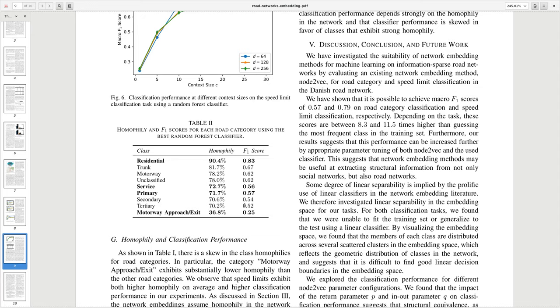We have shown that it is possible to achieve macro F1 scores of 0.57 and 0.79 on the road category classification and speed limit classification respectively. Depending on the task, they score between 8 and 11 times higher than guessing the most frequent class. Furthermore, our research shows that this performance can be increased further by appropriate parameter tuning of both node2vec and the used classifier.